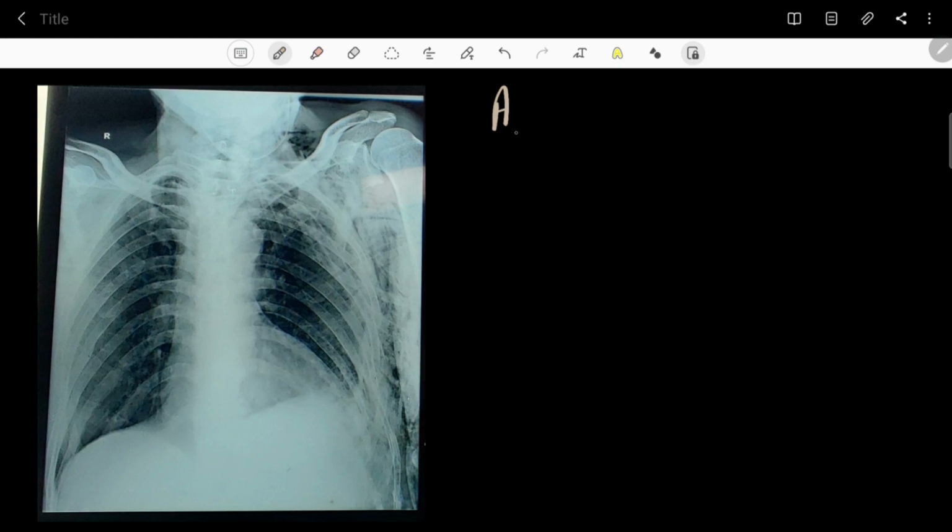A stands for airway. As you can see, this black colored area shows the presence of air in the trachea, and this is the trachea. Here the trachea is a little bit rightly deviated, so it is normal. Normally the trachea is either centrally placed or a little bit of rightward deviation is acceptable. So this A is airway.